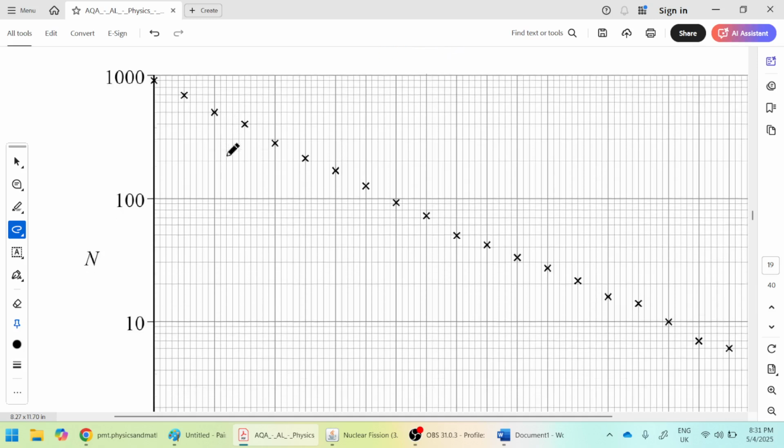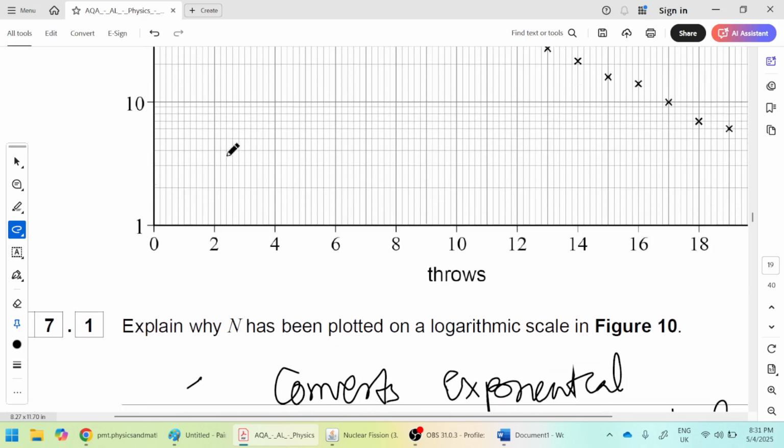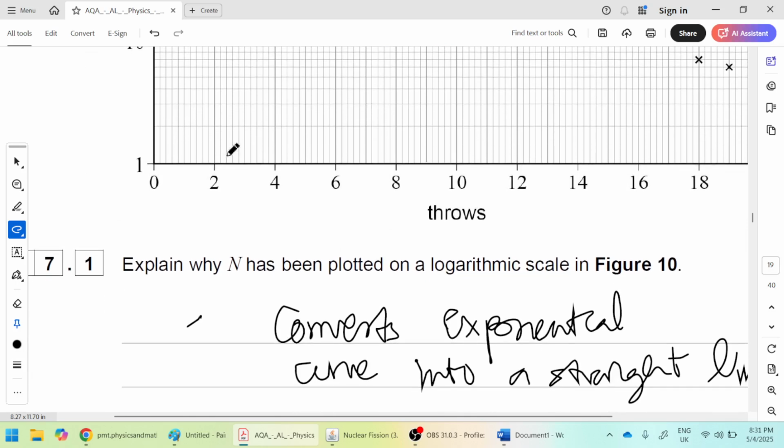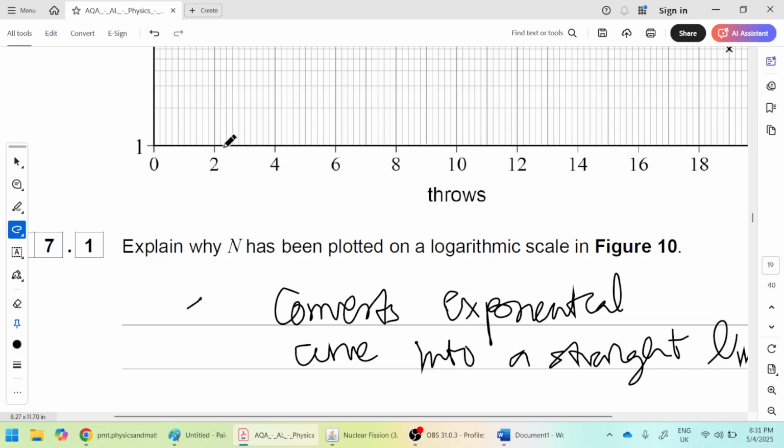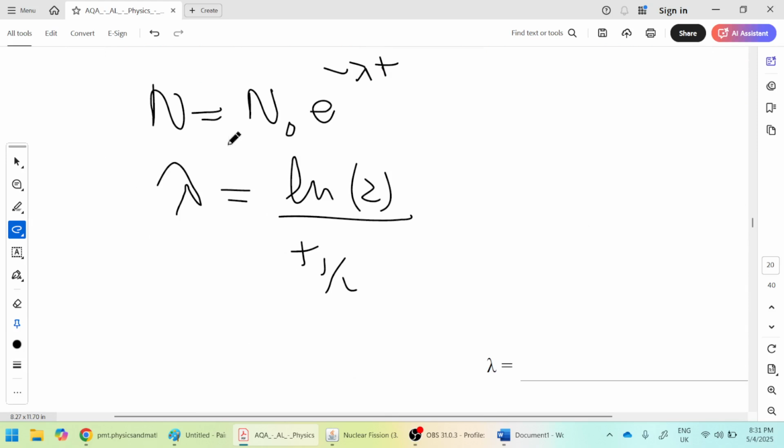And the time corresponding to that is 2.4. Yeah, 2.4. So this would be N2 over 2.4, which is equal to 0.288.